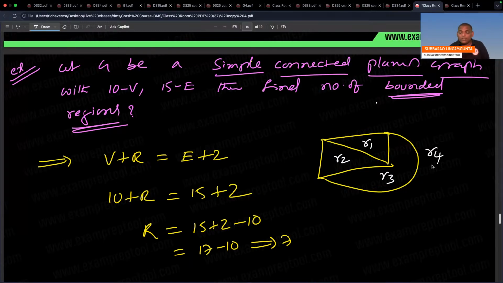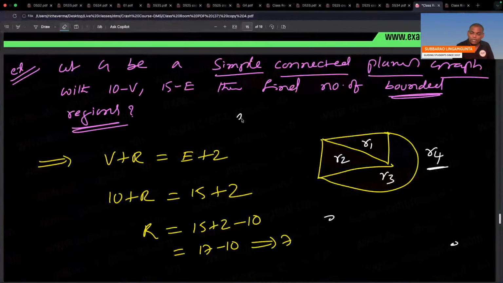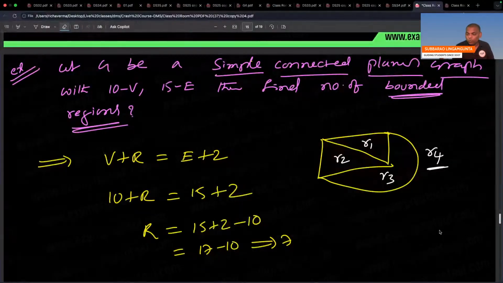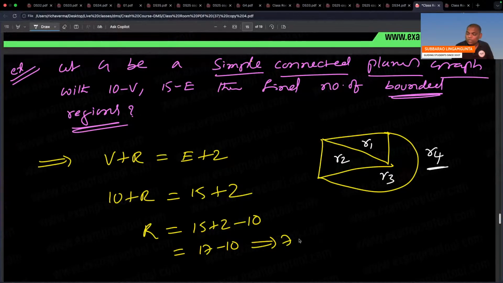What is being asked? Find the number of bounded regions. For the outside region, there is no boundary. You can go here also, here also. Outside region, no boundary. He's asking how many bounded regions. Except one, all are bounded regions. So out of the total regions, 6 are going to be bounded regions.